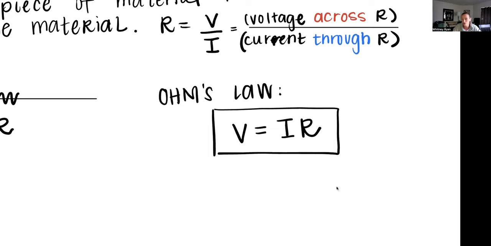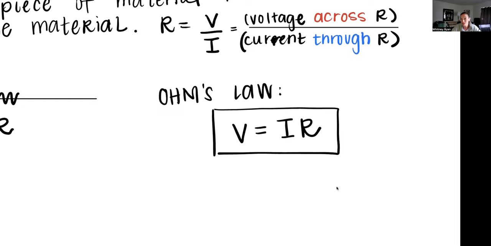Just like F equals ma for 126, this is a very simple thing that you're going to need to do over and over and over again. Ohm's law relates the voltage and the current through a particular resistor.